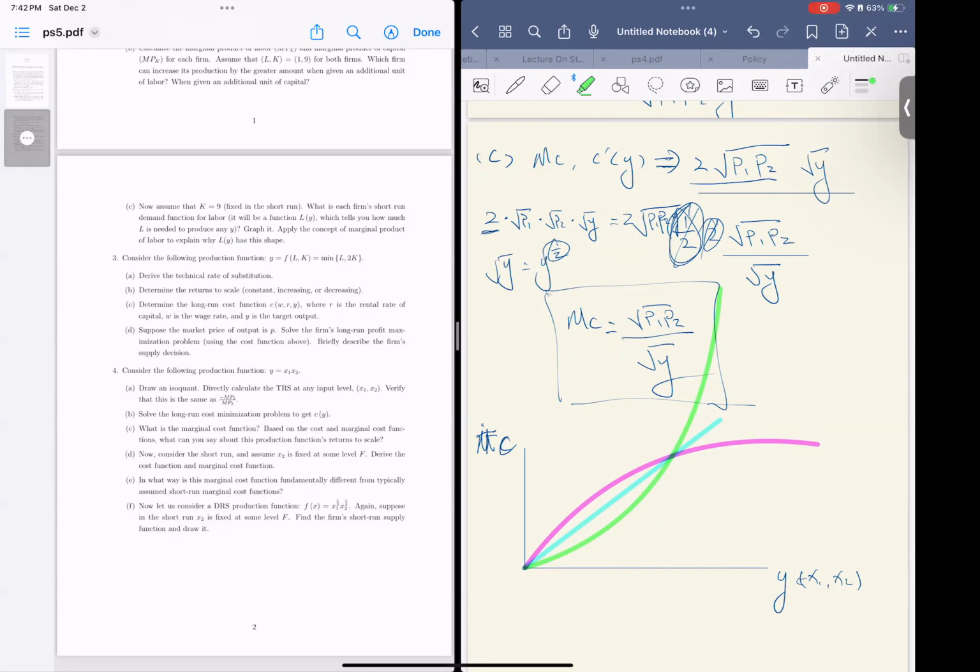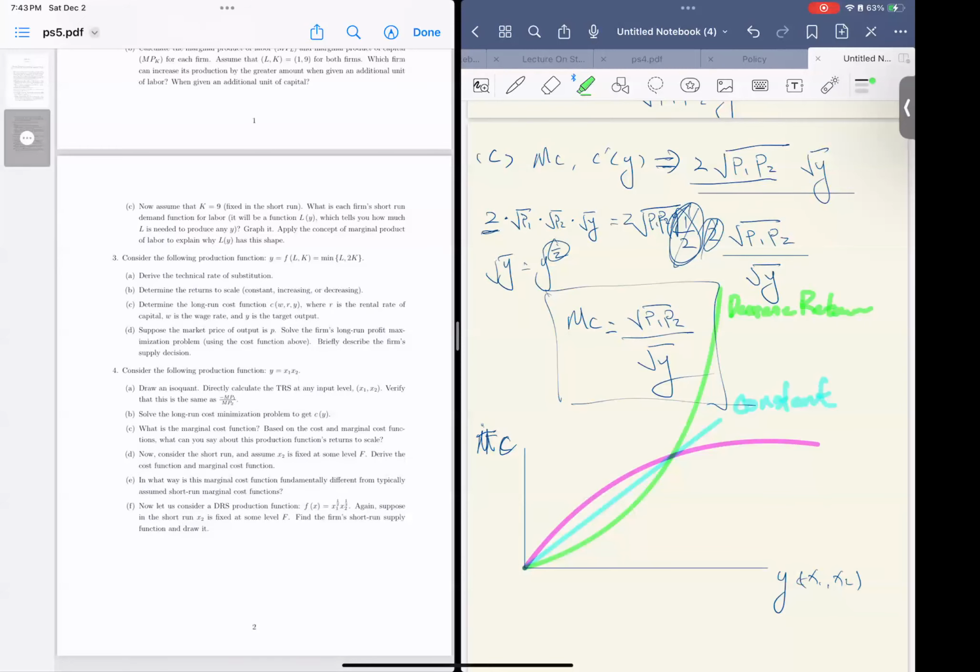So obviously the blue line is constant return to scale. And the green line would be what? Increase return? Yep. Decrease return. Right? Because with our marginal cost, every unit of cost increases exponentially, right? So that's decreased return to scale.